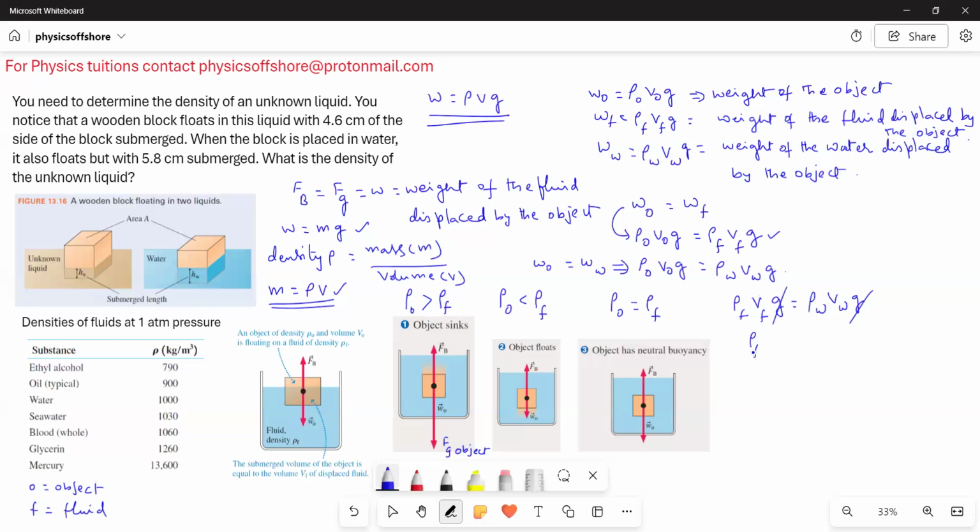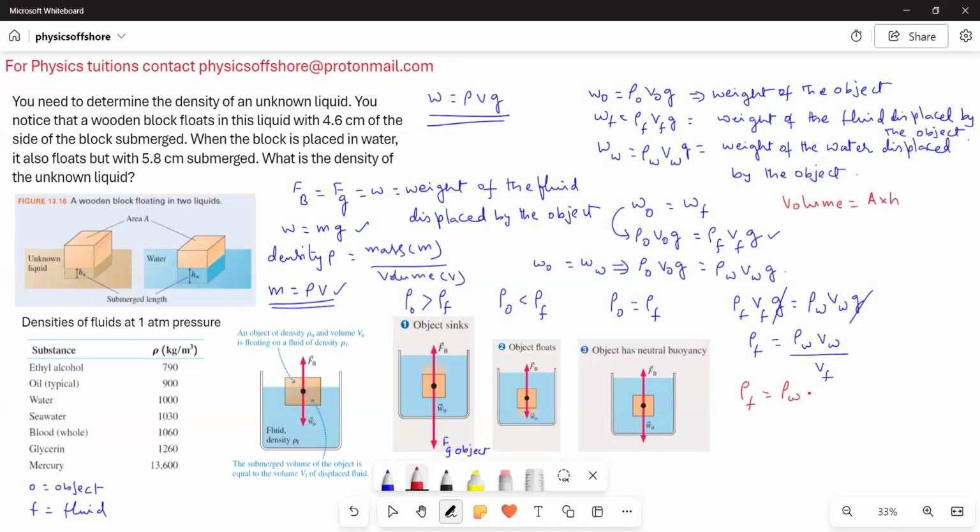Rho fluid is equal to rho water times V water by V fluid. Now, what is the volume? I write here: volume is equal to area of cross section times H. Now, when it comes to this one, I write here rho F is equal to rho water.